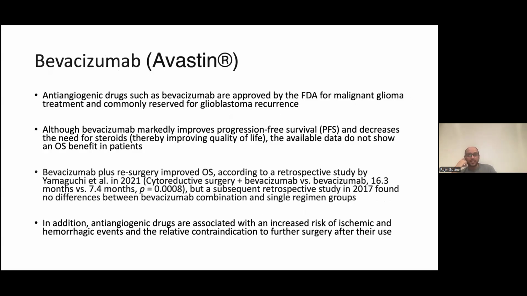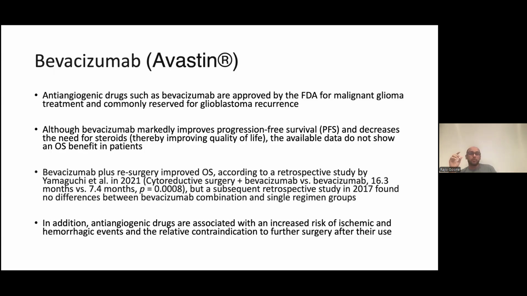Specifically with regard to Avastin, the anti-angiogenic drug has been approved by the FDA for malignant glioma treatment and is commonly really only indicated for glioblastoma recurrence. Although bevacizumab markedly improves progression-free survival and decreases the need for steroids, thereby having an effect on quality of life improvement, the available data doesn't show any overall survival benefits.